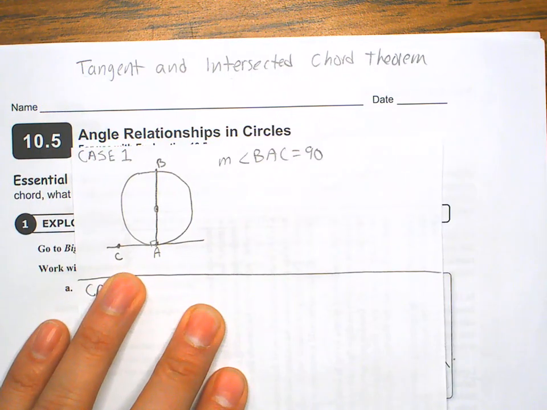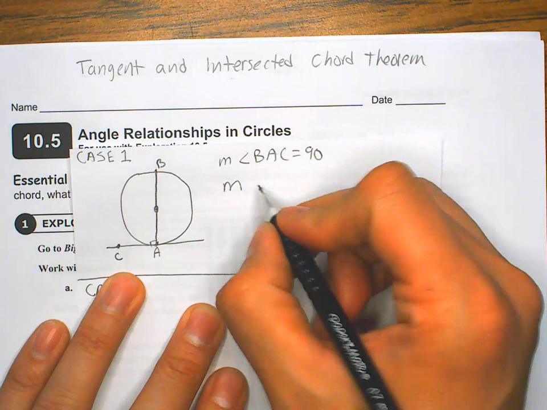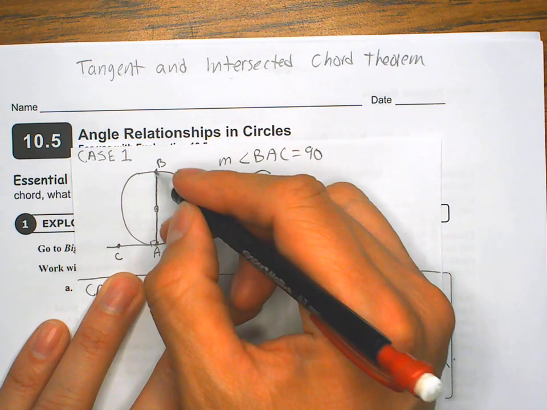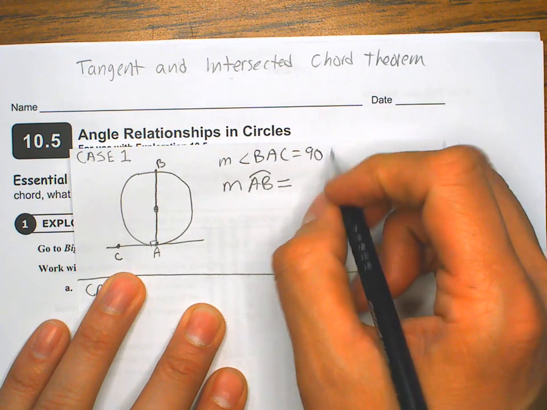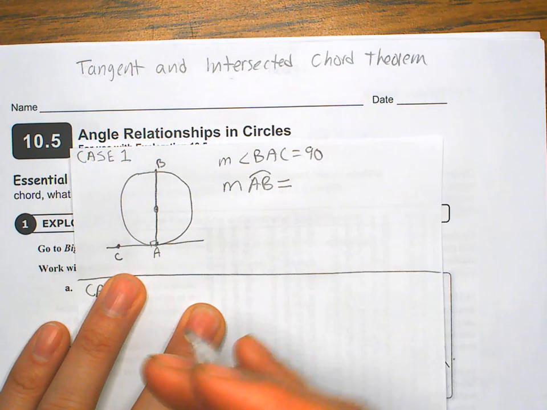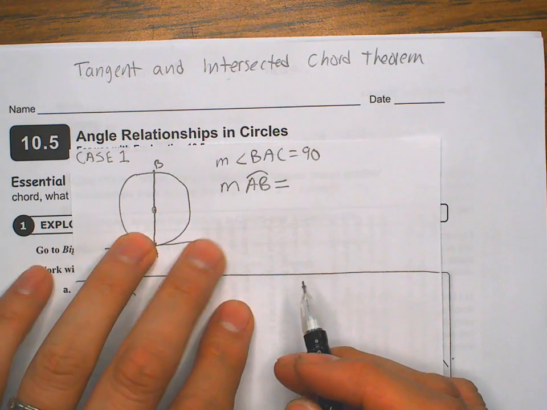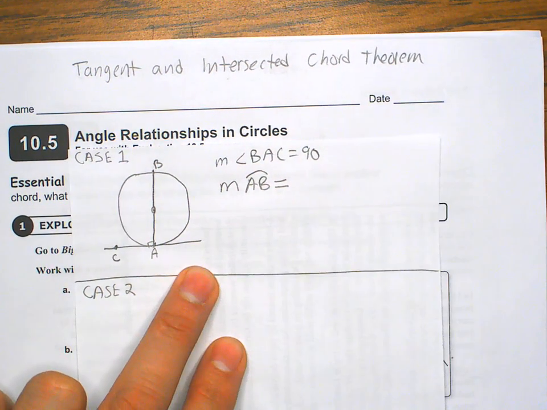Now, we already knew that. We also know that the measure of arc AB, well, AB happens to be a semicircle. So that right there is going to be 180 degrees. So therefore, half of that would be the angle. Okay, so the measure of A is going to be, hold on, what's that?